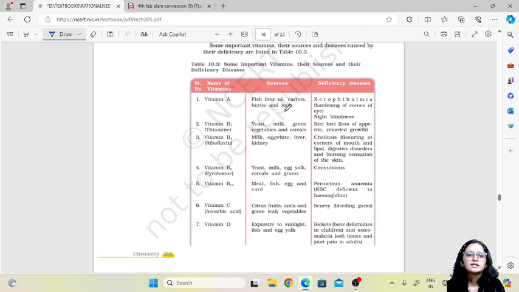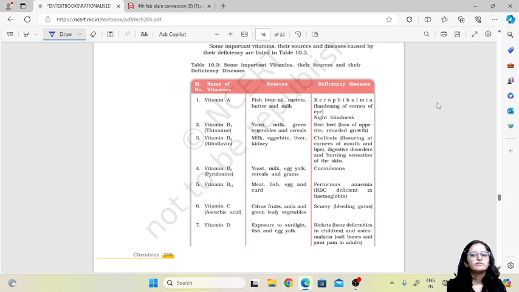So here we can see what the sources are and what deficiency diseases are caused when the vitamins are not supplied regularly. Vitamin A we can get in fish liver oil, carrots, butter and milk. Its deficiency can cause xerophthalmia, which is a hardening of the cornea of the eye. Vitamin B1, also called thiamine, is present in yeast, milk, green vegetables and cereals, and deficiency of this can cause beriberi and retarded growth.